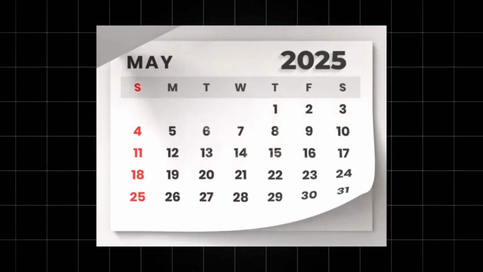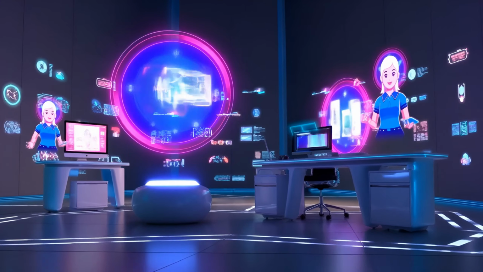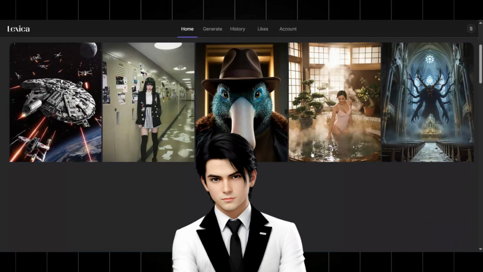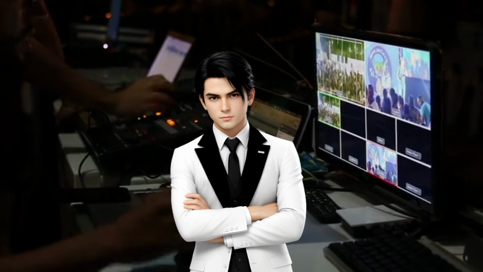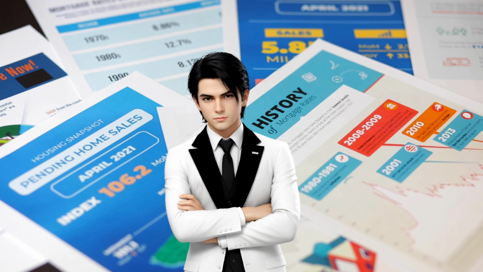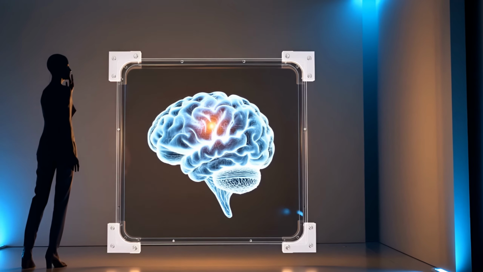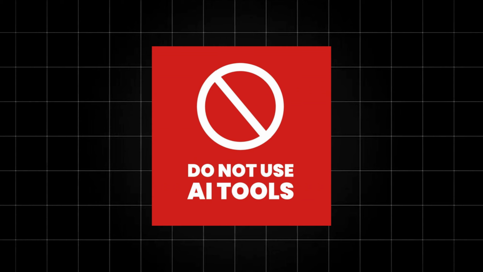This is 2025, and there's hardly any task left that AI can't do. Whether it's generating images, editing videos, or writing full articles, AI can handle almost anything you ask it to do. But still, there are some areas where using AI is not allowed.